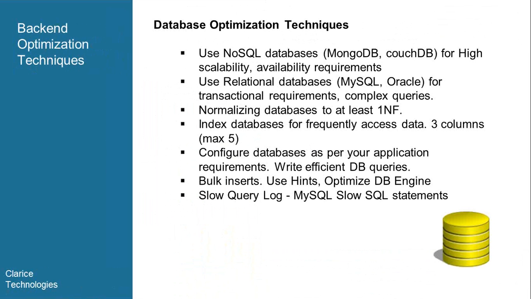Always normalize the database at least to the first normal form. Index the databases based on the frequency of access. Three column indexes is fine. Max go for five, but not more than that, because it will slow your database.